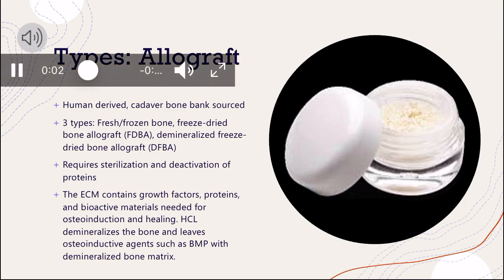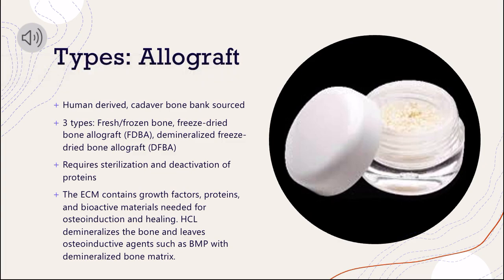The first type of graft we will discuss is an allograft. This material is derived from humans. Allograft bone is taken from cadavers or deceased individuals and is typically sourced from a bone bank. There are 3 types of bone allograft available: fresh or fresh frozen bone, freeze-dried bone, and demineralized freeze-dried bone.